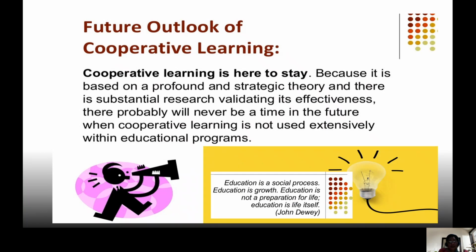So, education is a social process. Education is growth. Education is not a preparation for life. Education is life itself, by John Dewey. So that is why we learn by doing. We learn with the help of others. We learn with our groups, with our team, through cooperative learning.